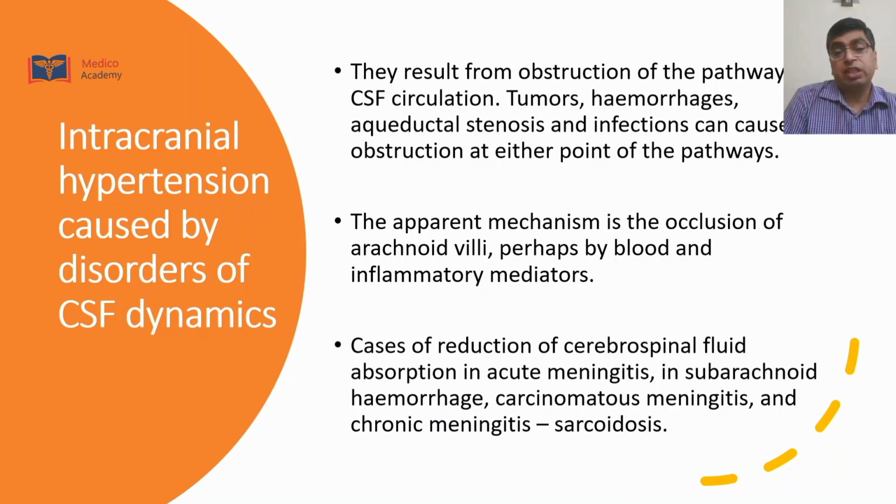The apparent mechanism is occlusion of arachnoid villi produced by blood and inflammatory mediators. Reduction of CSF absorption in cases of acute meningitis, subarachnoid hemorrhage, or sarcoidosis also causes intracranial hypertension.